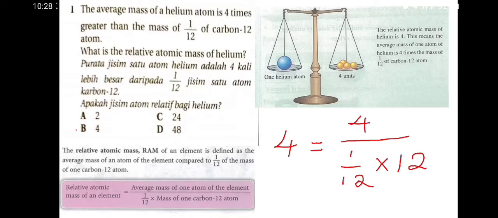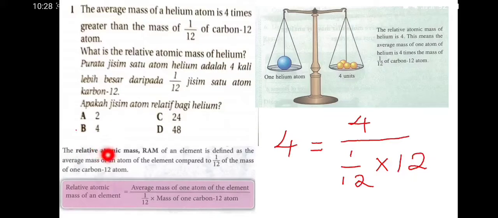Revision for Chemistry Form 4, Chapter 3, the mole concept, chemical formula and equation. So I have chosen some questions in the topical practice 3. The first one: the average mass of a helium atom is 4 times greater than the mass of 1/12 of a carbon-12 atom. What is the relative atomic mass of helium?